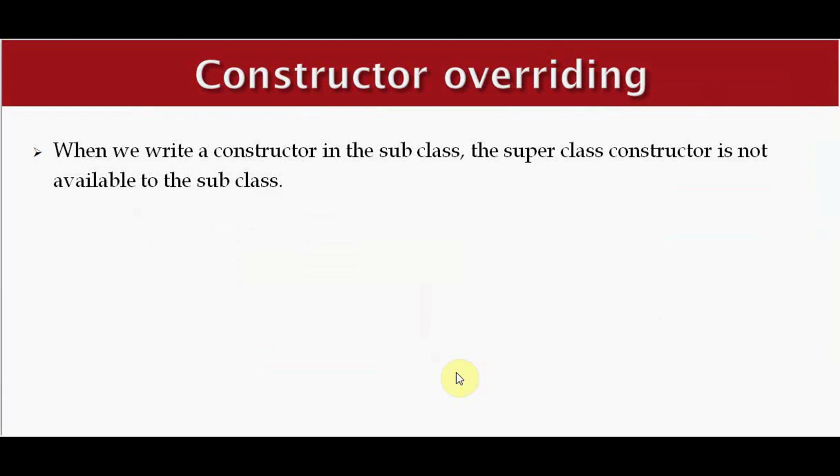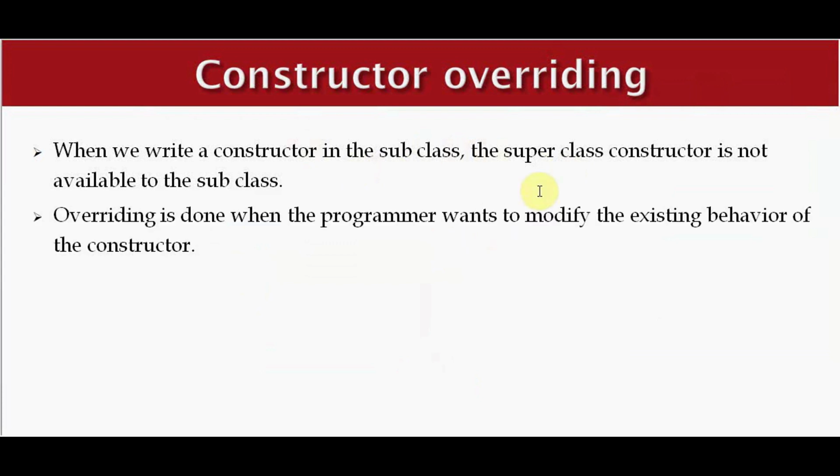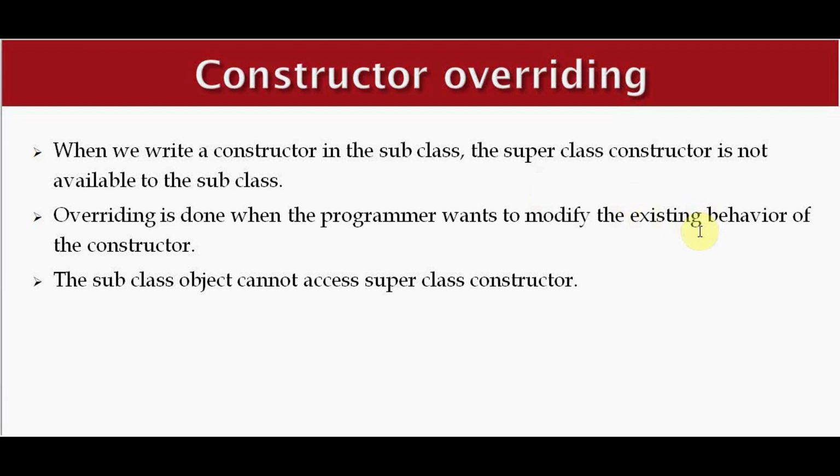In our example, savings account, we are going to write a constructor in the subclass to initialize the attribute interest rate. So what happens when we write a constructor in the subclass? The superclass constructor will not be available to the subclass. You are going to override the constructor of the superclass in the subclass. When the programmer wants to modify the existing behavior of the constructor in the subclass, we go for constructor overriding. So in that case, the subclass object cannot access the superclass constructor.